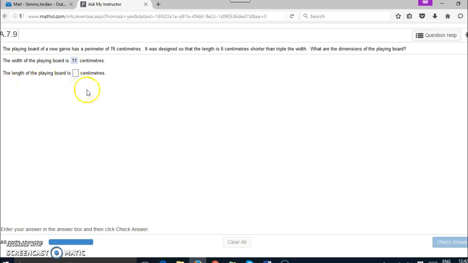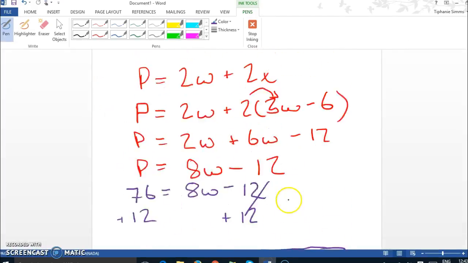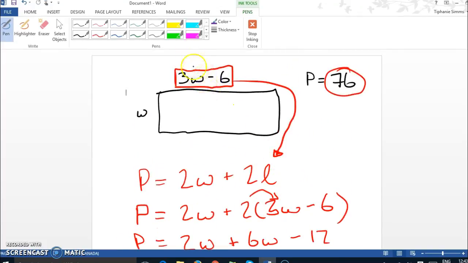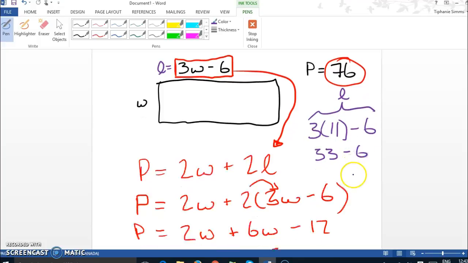That's great. Part B now, we're going to find the length of the playing board. So we know W is 11. And if we go back up to our little diagram here, I know that the length we expressed as 3 times W minus 6. So W is 11. So I'm just going to rewrite that over here. We have 3 times 11 minus 6. And this expression will give us the length. So 3 times 11 is 33. Take away 6 on that.